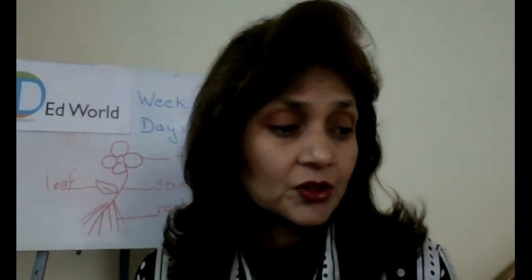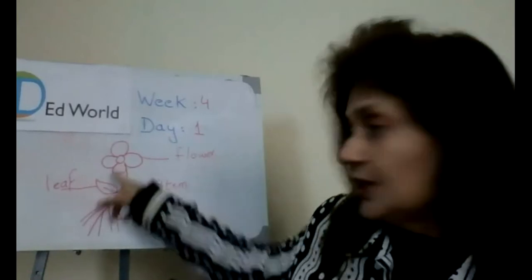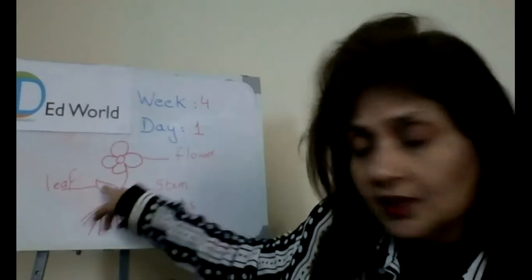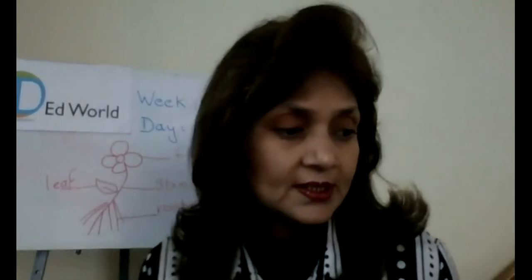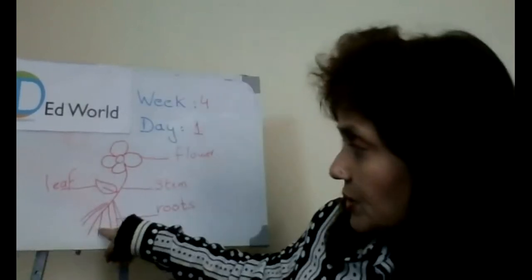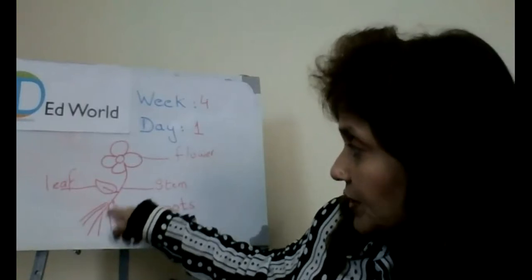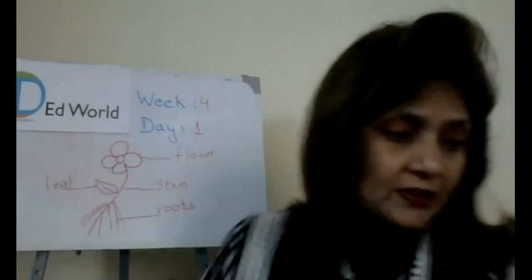Leaves and flowers grow on the stem. Now you can see flower is also growing here, leaf is also growing here. So they grow on the stem. Now the stem takes water and minerals from the roots to the leaves. From the roots it takes, now see the stem is growing from here. So it's taking water from the roots to the leaves.